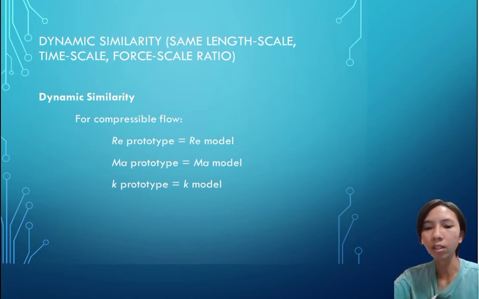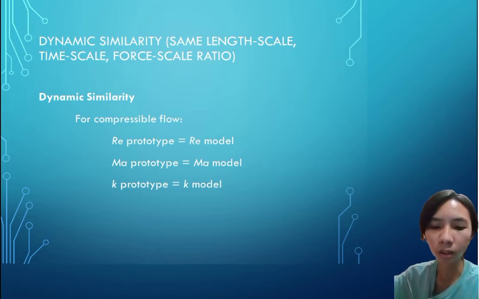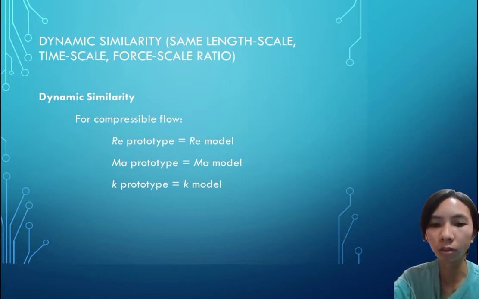Re prototype is equal to Re model. Re means Reynolds number. Ma prototype is equal to Ma model. Ma means Mach number. And the k prototype is equal to k model. k means specific heat ratio.